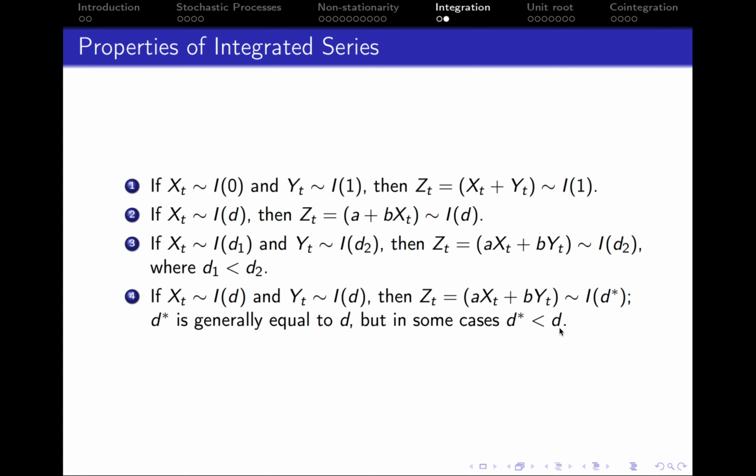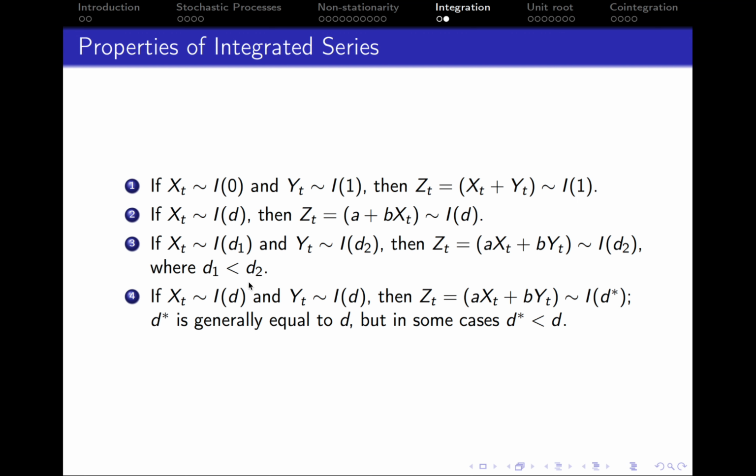And those integrated series have some interesting properties. For example, if x variable is integrated of order 0 and y is integrated of order 1, their linear combination will be integrated of order 1. If x is integrated of some order d, then its linear combination will also be integrated of order d. If x is integrated of order d1 and y is integrated of order d2, then the linear combination will be integrated of order d2, where d1 is lower than d2. So since d2 is higher than d1, the linear combination of the two variables is integrated of the higher order.